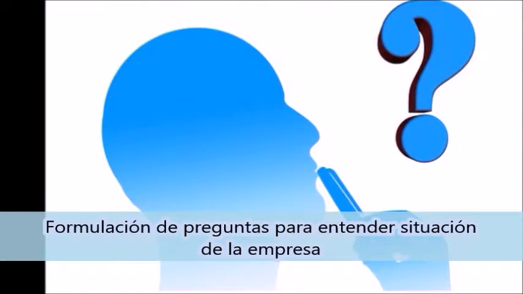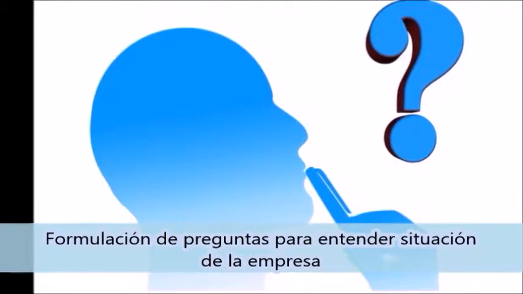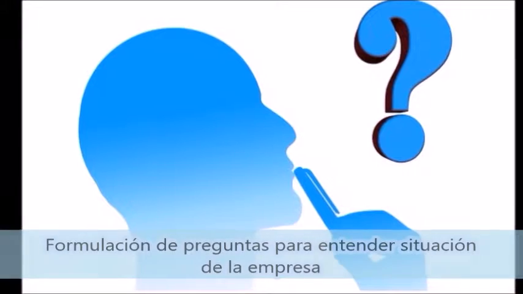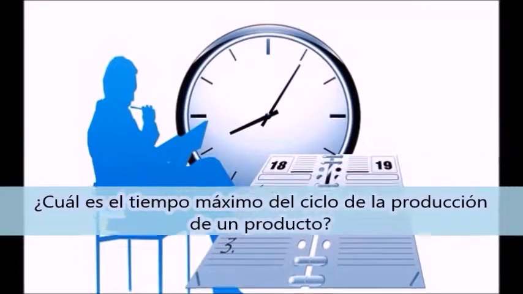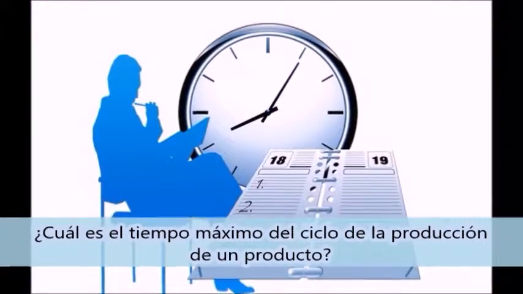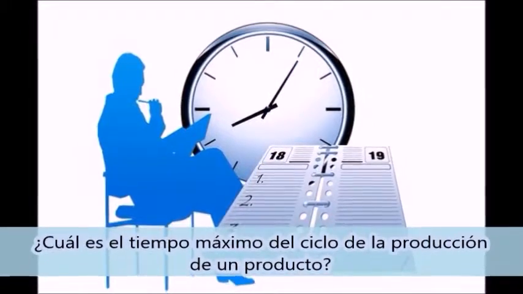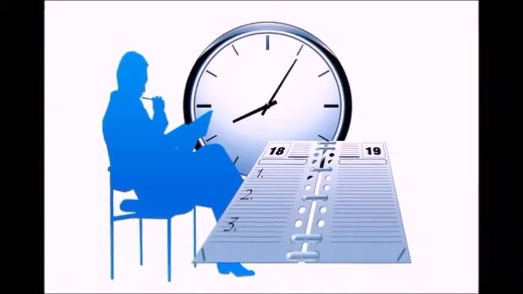Second phase, a series of questions must be formulated which help to understand the current flow of the company and create a continuous flow between all processes. Some of the most common questions are: what's the takt time? It's the maximum cycle of time allowed to produce a product and be able to meet the demand.